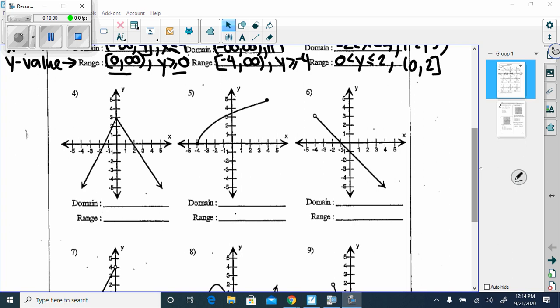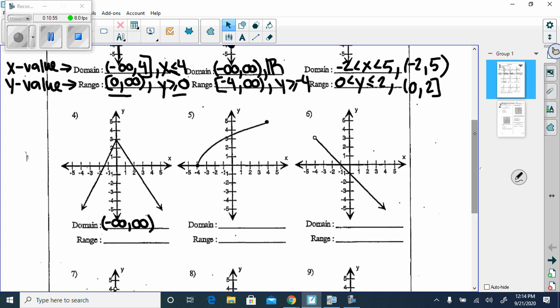So here on number 4, for my domain, does this thing ever stop going left? Does it ever stop going right? So how could I write that? Okay, so from negative infinity off to positive infinity. Alright? But just like on number 2 up here, we can also write it as all real numbers, right? So you could write it either way. Alright? My range, that's the up and down.